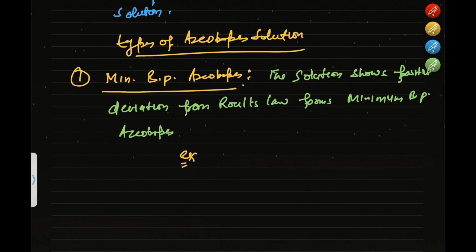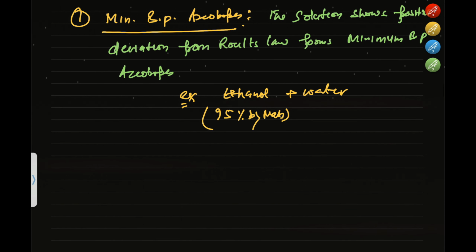For example, ethanol plus water, with ethanol being 95% by mass. Ethanol plus water forms the minimum boiling azeotrope. It is a solution which has a constant boiling point as well as constant composition in the solution as well as in the vapor phase.